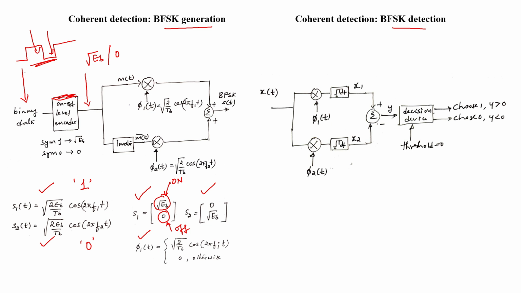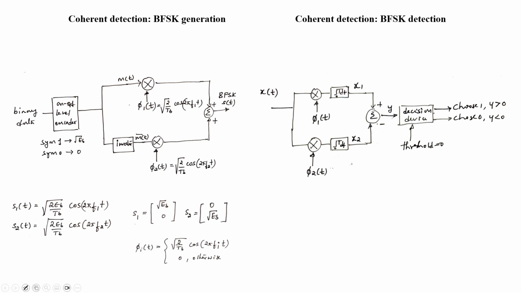The next section generates the binary FSK wave. At any instant of time, only one wave is to be generated, which is of frequency F1 or F2. Therefore, whenever this section is on, this section will be off, and whenever this is off, this section will be on. Hence, we are now going to analyze the working of this block diagram.